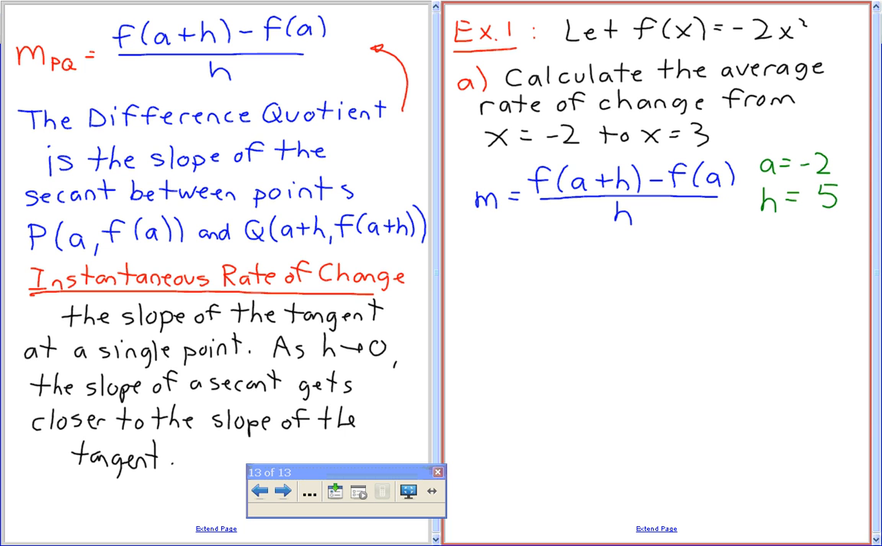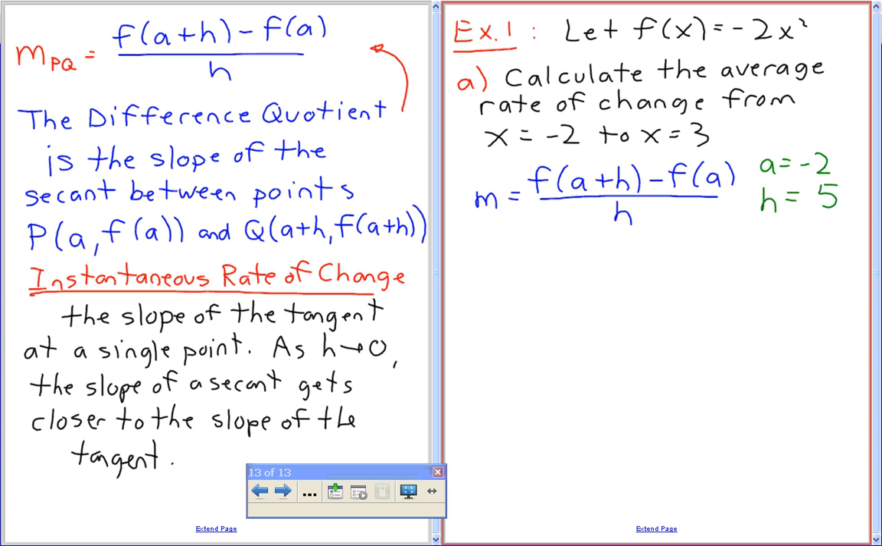So everyone see that? Negative 2 is your first point. The gap between them is 5. Well, basically it's because 3 minus negative 2 is 5. All they're saying is that you're starting at negative 2 and you run 5 over to get to the next point. So that's the span between the two points.